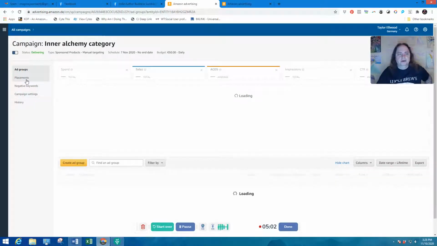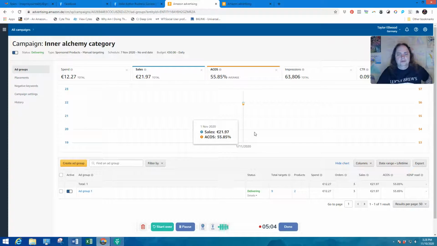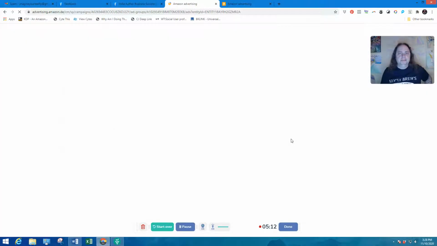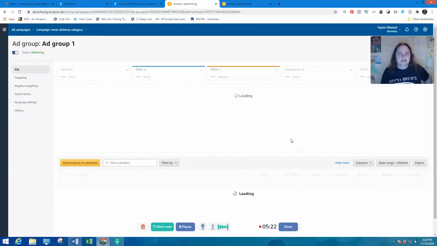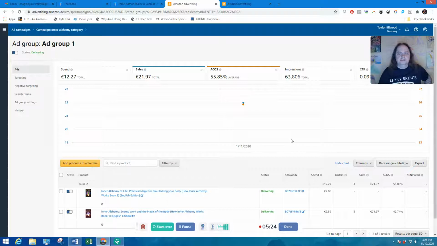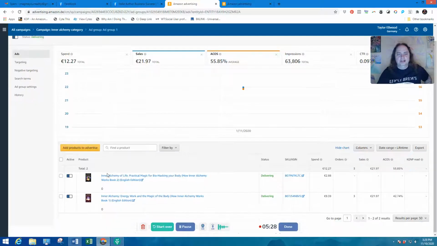When we come over here, we have it for ad group 1. I'm going to click on that, and ad group 1 is going to be for 2 books. Now, with international markets, you do get the benefit of being able to add multiple books to your ads. I'm currently experimenting with that to see how it goes, and I'm kind of on the fence about it as of yet.